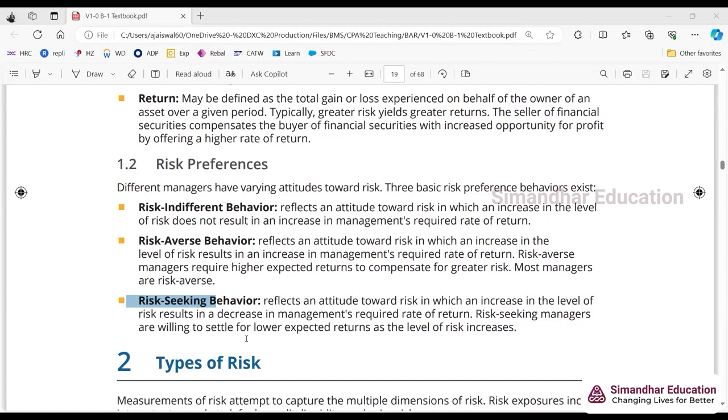Or in case of horror movies, right? The more it can scare you, the more you will give a better rating to that movie, isn't it? So in case of horror movies also, we are having that adrenaline rush. So the more it is, the more we are going to give a good rating to that movie. So that is sort of risk-seeking behavior. But in real life, in case of investments, it is not found. Okay. So these are the 3 types of behavior.